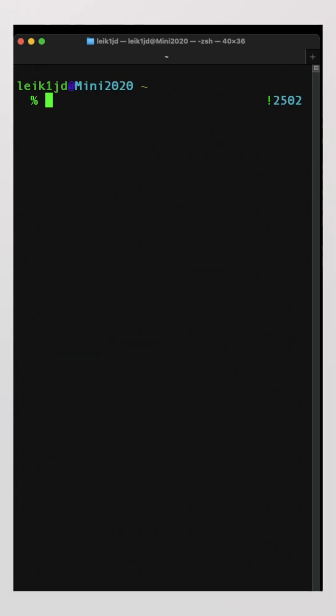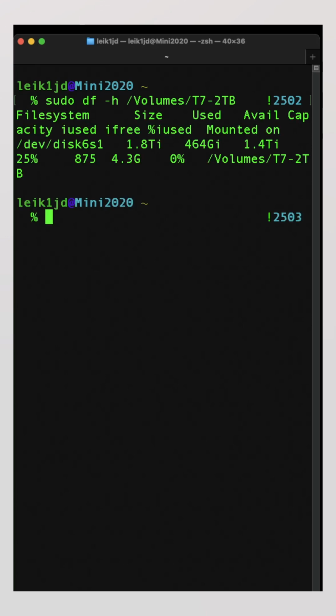So if we want to make this interesting, we could say sudo df -h for human readable, again volumes, and we're going to do T7-2 terabyte, and almost instantly it turns back that we've used 25% of the 2 terabyte disk.